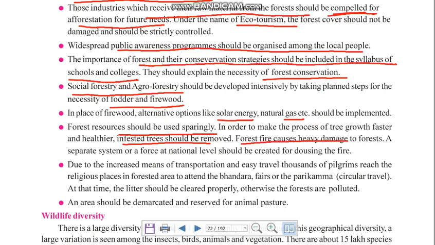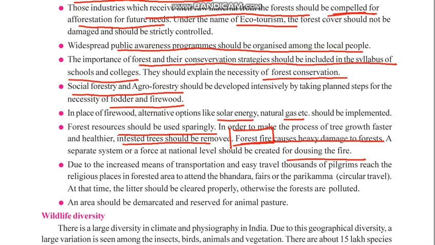Forest fire causes heavy damage. See, the major damage to any forest is due to forest fire, and that should be controlled to a large extent. A separate system or force at national level should be created for dousing forest fires. There should be an agency which takes care of such forest fires nationwide.